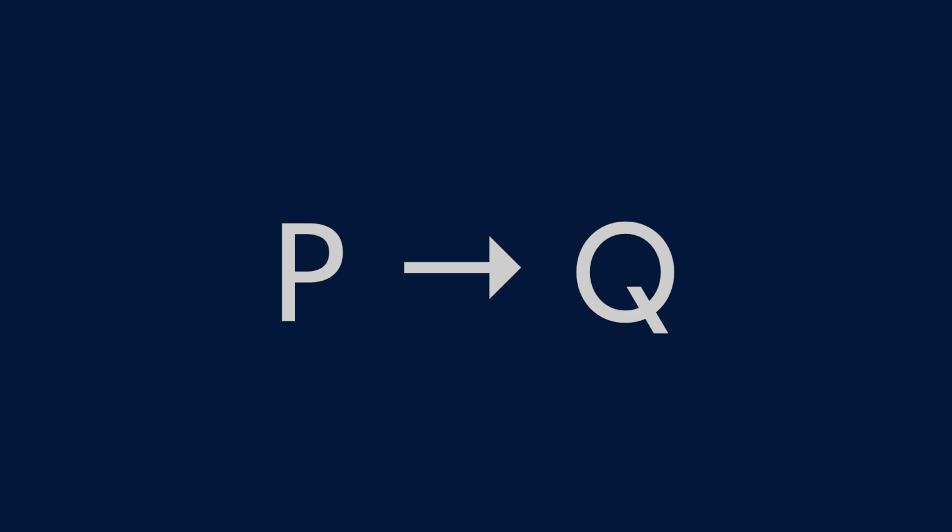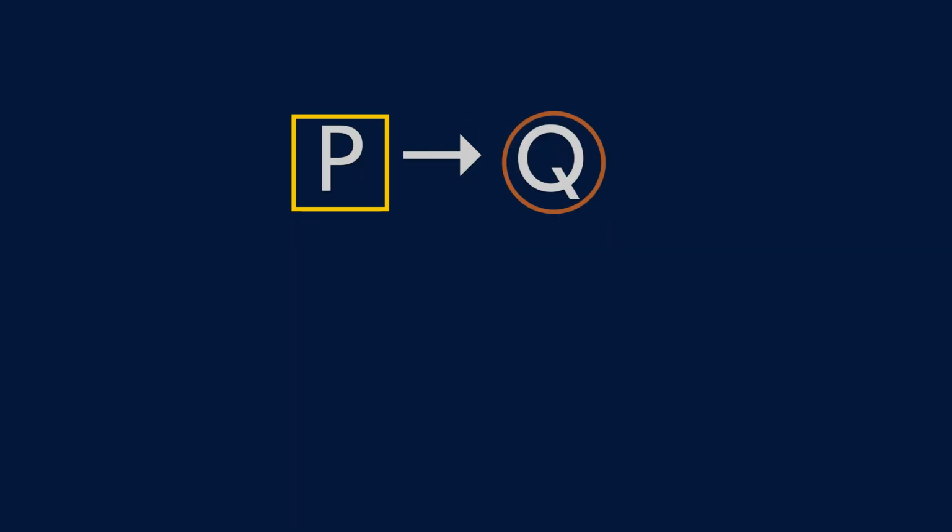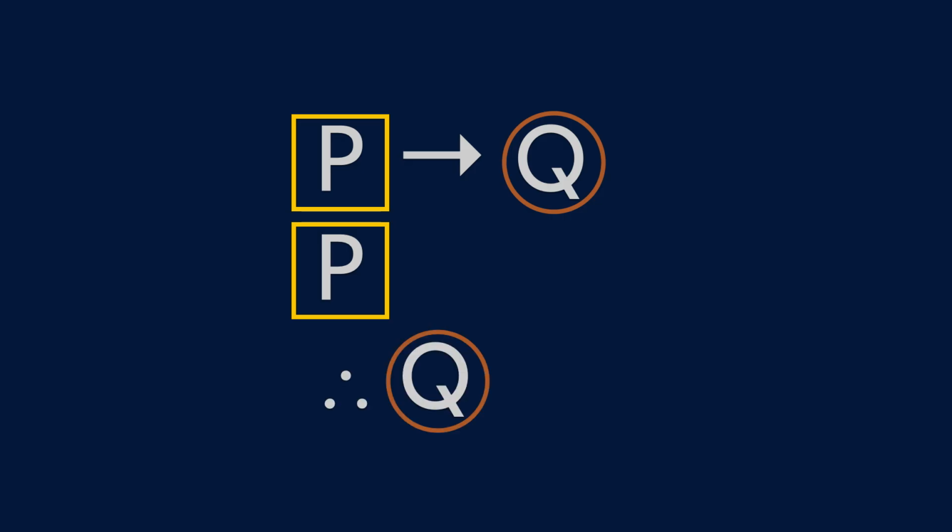An if-then statement is called a conditional. The if part is the antecedent. The then part is the consequent. Modus Ponens says when a conditional is true and the antecedent is also true, you can infer the consequent.